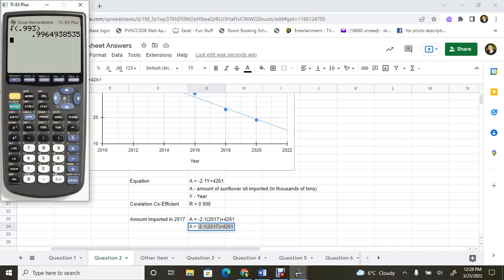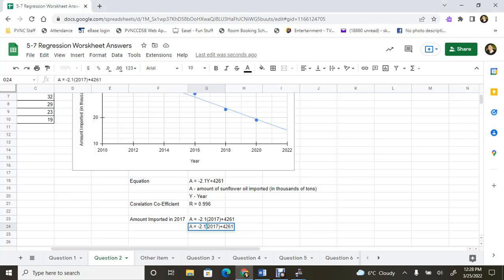So we got negative 2.1. Whoops, I got to clear that. Negative 2.1, bracket, 2017, close the bracket, plus 4261. 25.3. So A is 25.3.